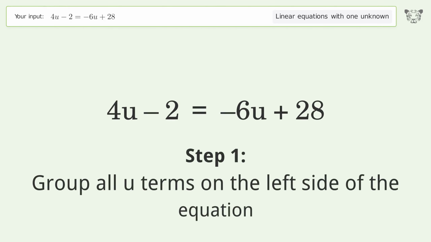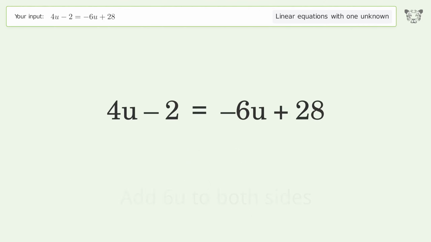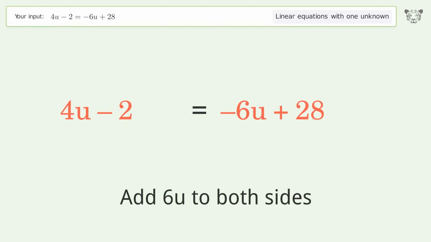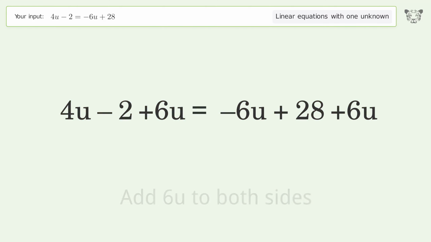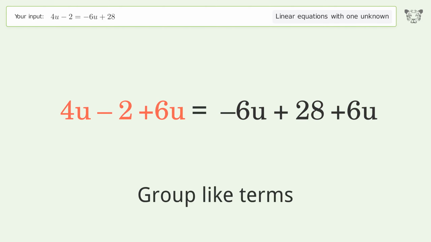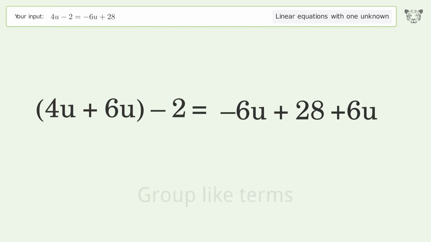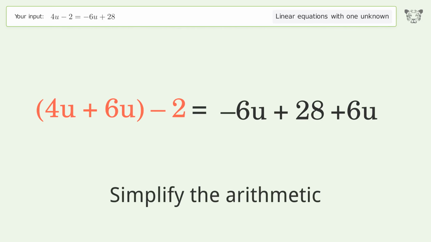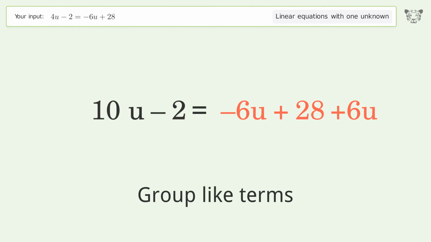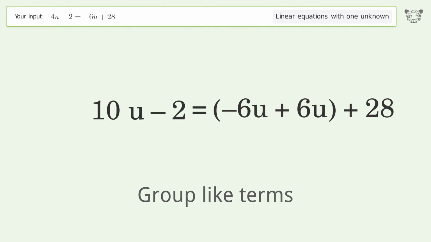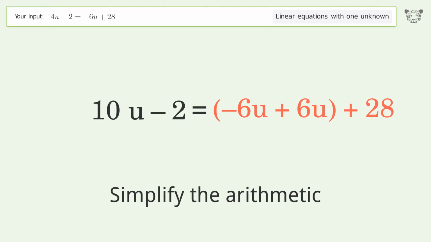Group all u terms on the left side of the equation. Add 6u to both sides. Group like terms. Simplify the arithmetic. Group like terms. Simplify the arithmetic.